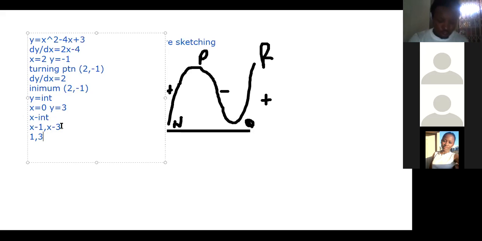When we finish, we are going to plot them. We first plot our turning point, which is (2, -1). When we finish, we come and plot the intercepts. This one will be (0, 3), and these will be (1, 0) and (3, 0). We plot all of them. Then we are done. I hope you get it.